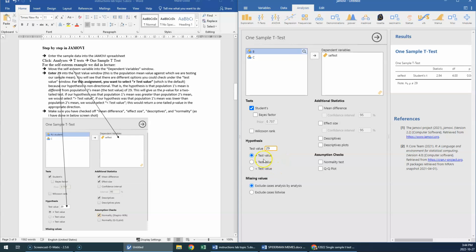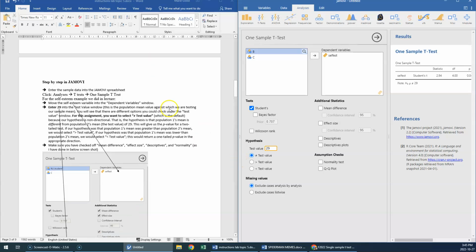Okay. The other thing that you need to tell Jamovi sometimes, depending on the nature of your research hypothesis, is whether your test is a directional or non-directional test, or whether you're going to use a 1 or 2 tail test. And if your research hypothesis is directional, which direction is it in, right? Are you predicting that population 1's mean is greater than population 2's mean, or vice versa? So you have to tell Jamovi that.